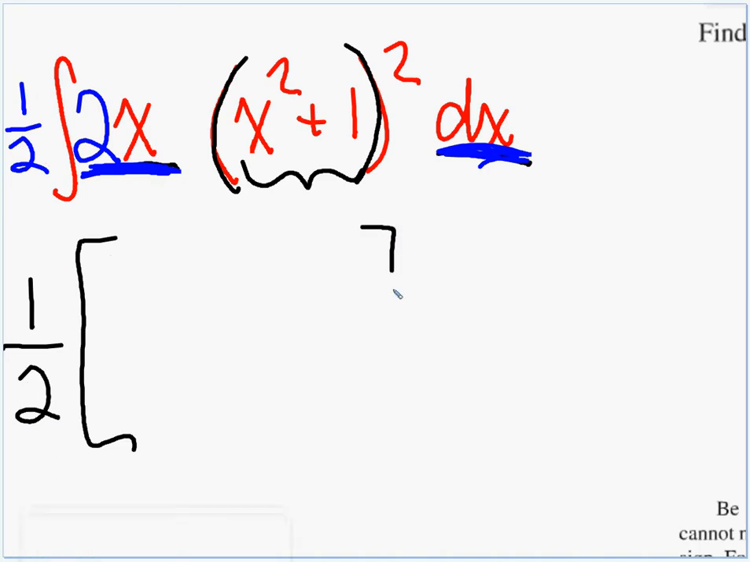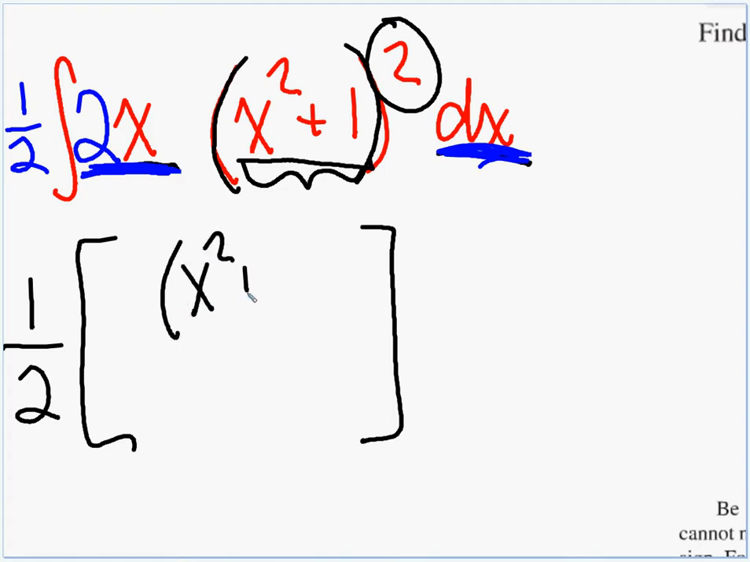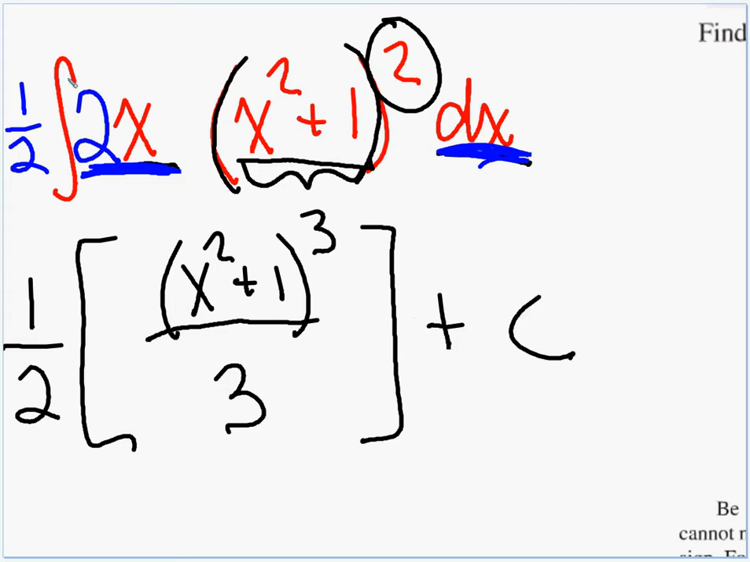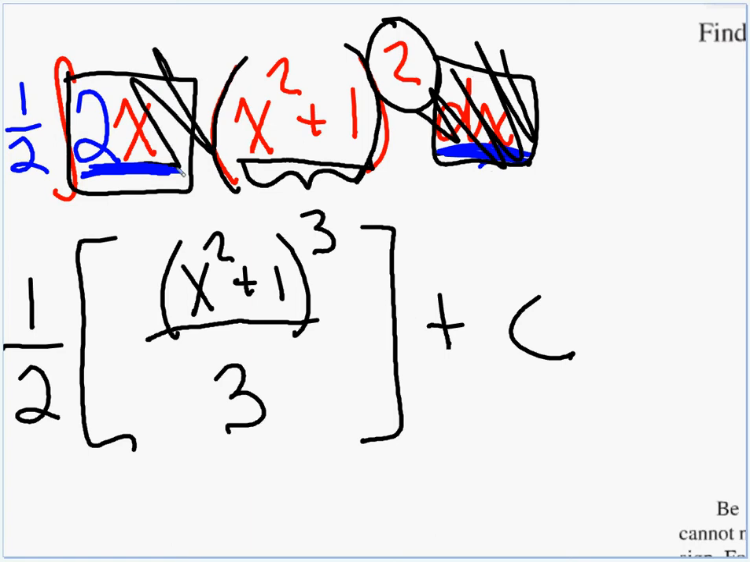So we have this quantity to the second. We're going to raise that quantity, x squared plus 1, up to cubed. We divide by that new exponent, 3, and don't forget your plus c. The 2x and the dx are the rocket fuel that got burned up on launch.